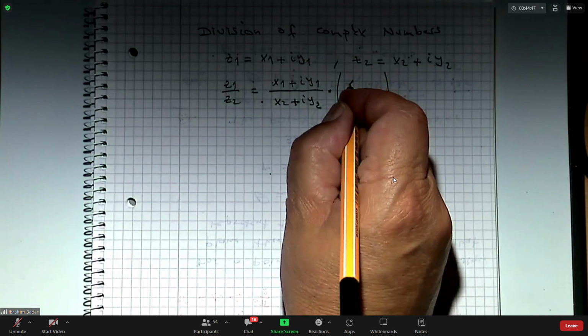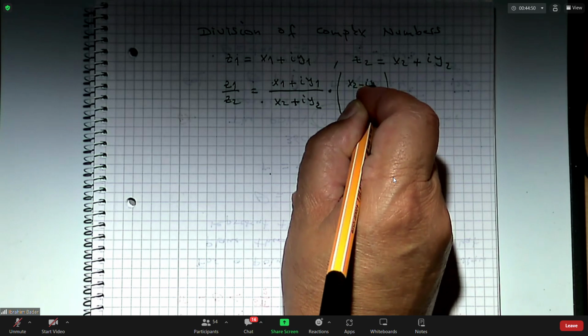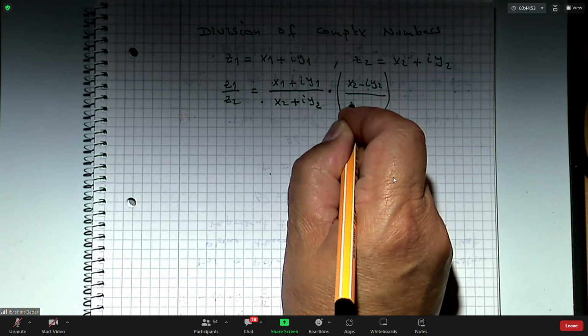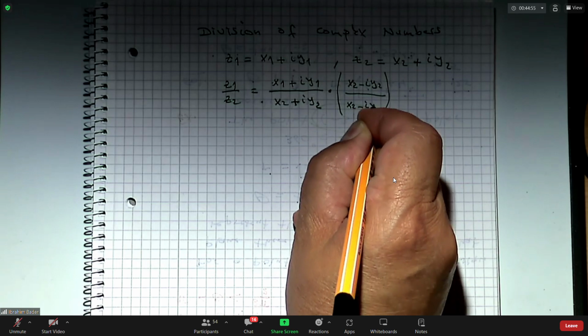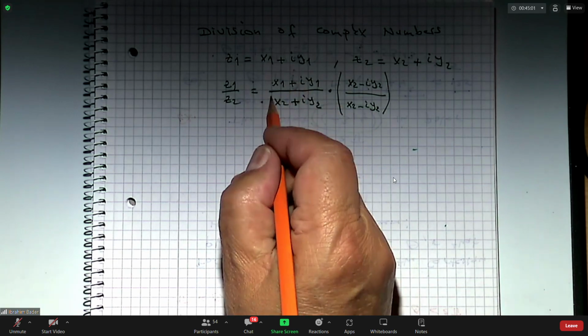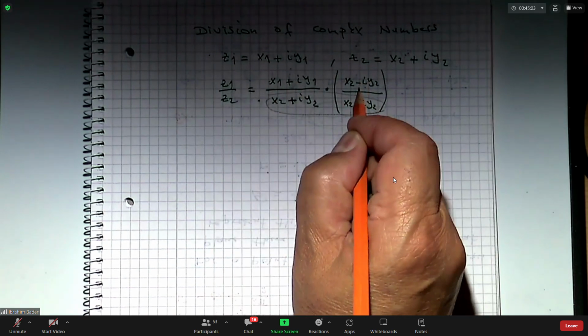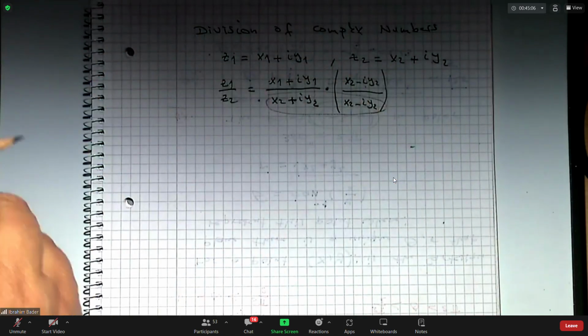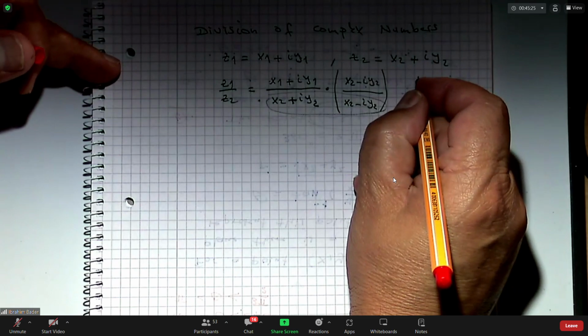So here X2 minus iY2, and I will be dividing by the same. You see, this number is nothing else than the conjugate of Z2. Now why did I do that? Because, using rule number 4, if I multiply out the denominator, I get rid of i, so I don't have any complex values anymore. So this one here is Z2.